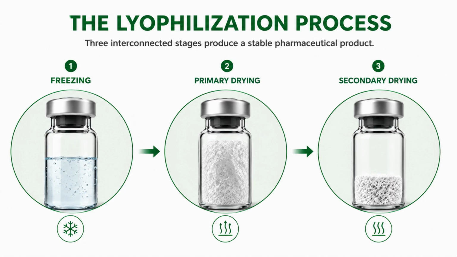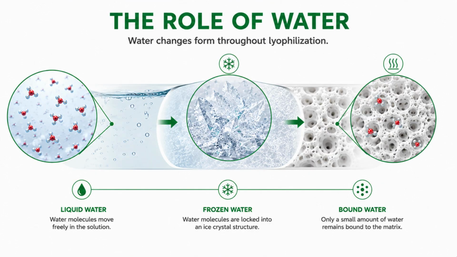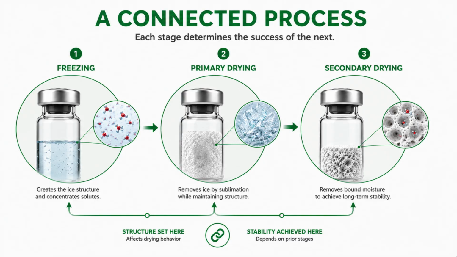Although we often describe these as separate stages, lyophilization is one continuous process. The product begins as a liquid formulation inside a pharmaceutical vial. During freezing, the water solidifies into an interconnected network of ice crystals. During primary drying, that frozen water is removed directly as water vapor, leaving behind a porous structure. Finally, secondary drying removes the small amount of moisture that remains attached to the internal surfaces of the product. Each stage depends on the success of the previous one, making the entire process carefully connected from beginning to end.